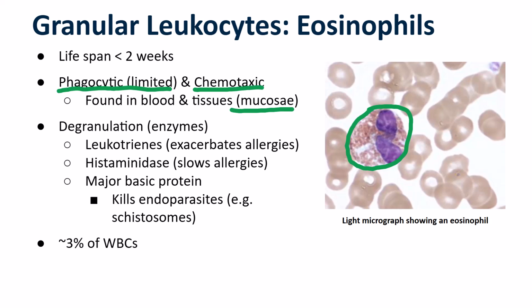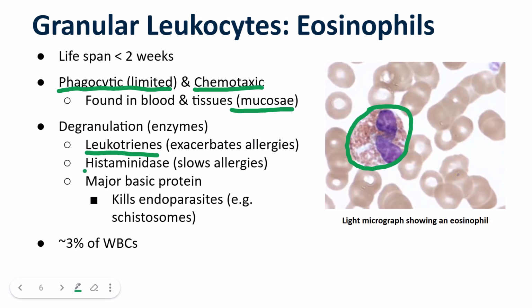And so a couple of substances, the major ones, not all, eosinophils can degranulate leukotrienes. Leukotrienes are an important part of an allergic response, and they tend to exacerbate allergic responses.